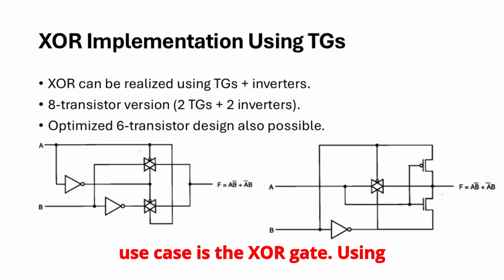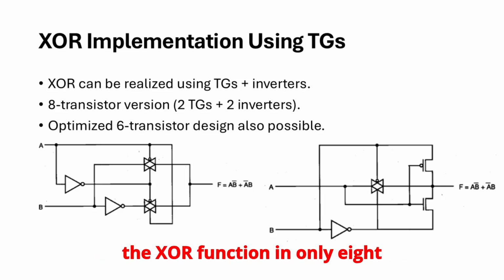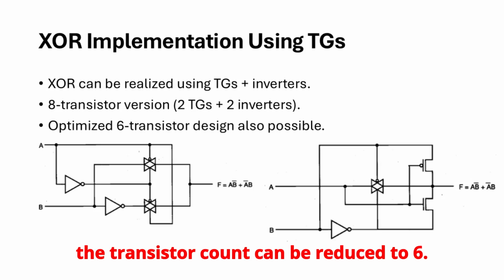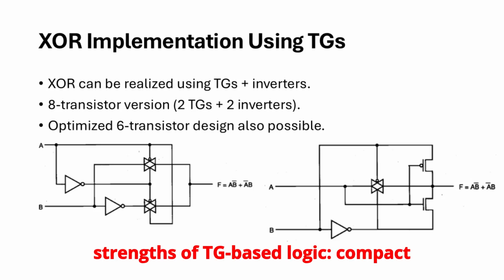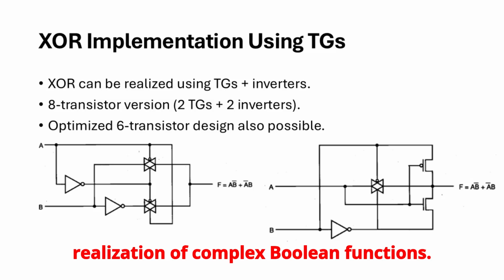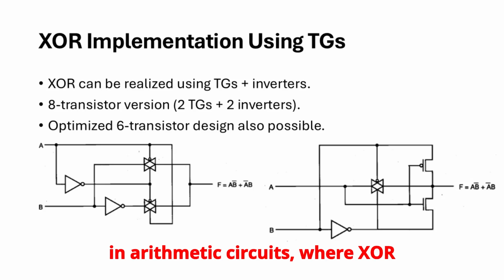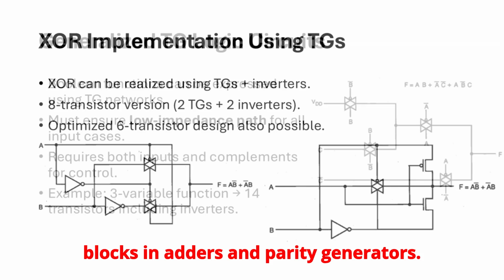Another classic use case is the XOR gate. Using 2 TGs and 2 inverters, we can realize the XOR function in only 8 transistors. With further optimization, the transistor count can be reduced to 6. This highlights one of the biggest strengths of TG-based logic: compact realization of complex Boolean functions. Such designs are particularly beneficial in arithmetic circuits, where XOR operations are fundamental building blocks in adders and parity generators.